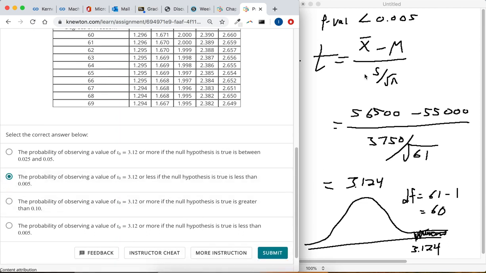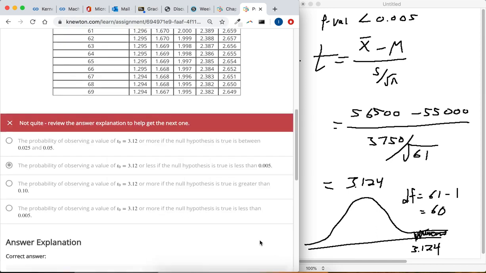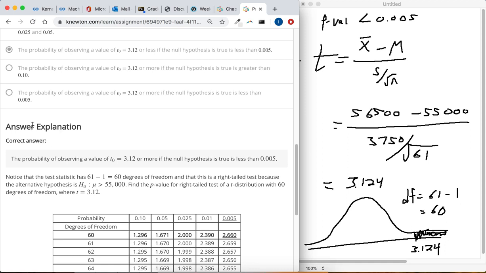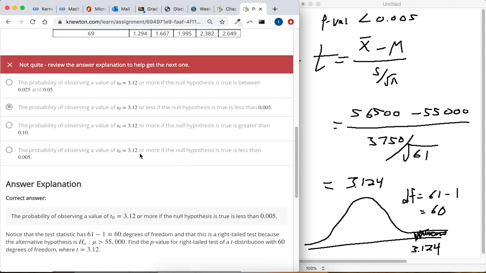That's the one that says what we just set up there. It's less than 0.005. Uh-oh, what did I do wrong? The probability of observing a value of t was... Oh, geez, I didn't read the wording very carefully. Or more, right? Because it's a right-tailed test. So that should have been this answer right here. So there's a lesson: just don't try to do it too fast. The probability of observing a value or more. It's a right-tailed test.